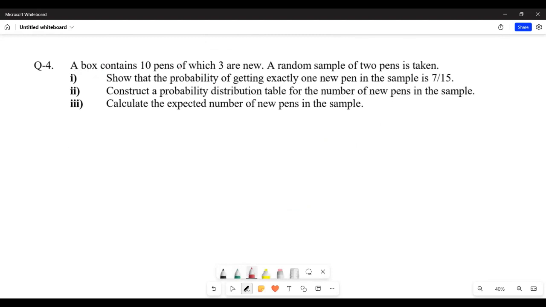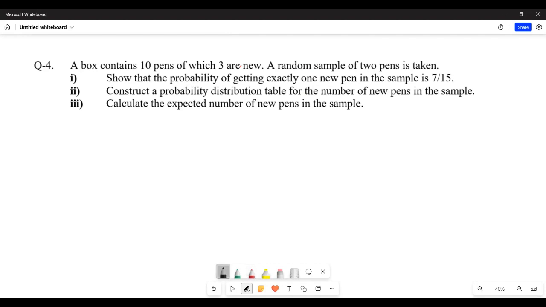A box contains 10 pens, of which 3 are new. A random sample of 2 pens is taken. Show that the probability of getting exactly 1 new pen in the sample is 7 by 15. Okay, so there are 10 pens, 3 of which are new, and 2 pens are drawn. And you have to show that exactly one of the pens is new.